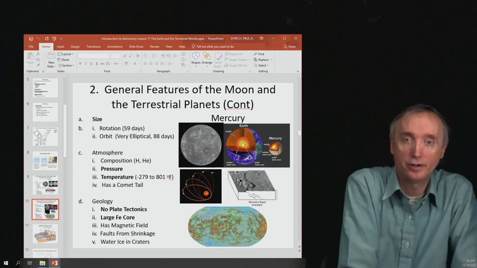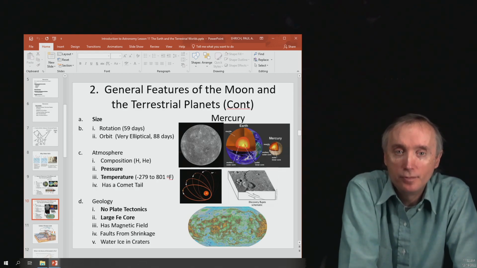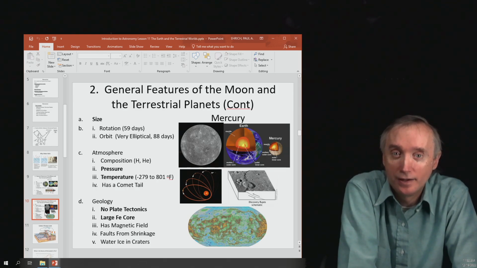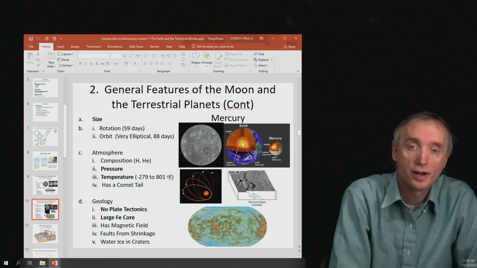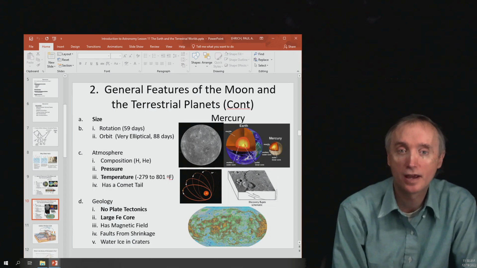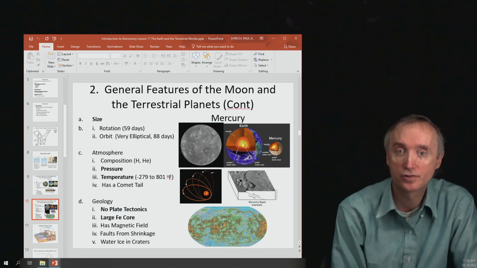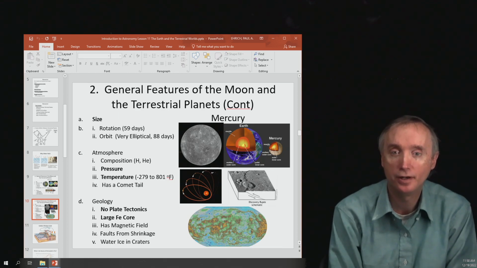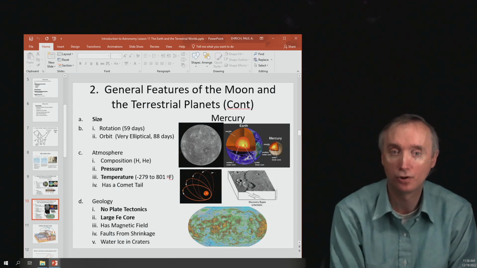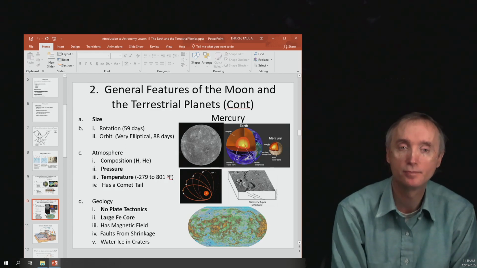Let's talk about Mercury. So Mercury is pretty much like the Moon in that it's heavily cratered, just like the Moon is. It's very small, doesn't have much of an atmosphere, so it doesn't have much atmospheric pressure, has extremes in temperature, just like the Moon. And I would like for you to know, why does Mercury have the large iron core? Okay, but that's basically it for Mercury.